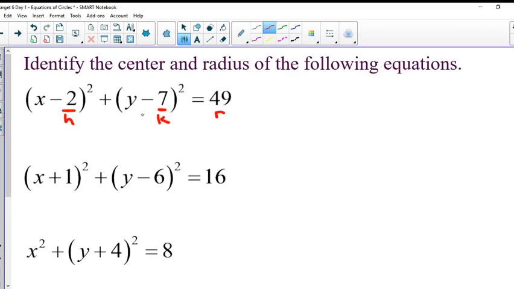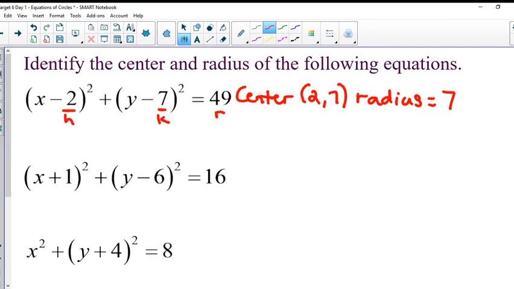a double negative. Therefore, our center is going to be (2, 7), and our radius is going to be 7. Remember, in the general form of the equation, this last part is r squared. So in order to just get r, we have to take the square root of that number, and that is just our radius. The square root of 49 is 7.